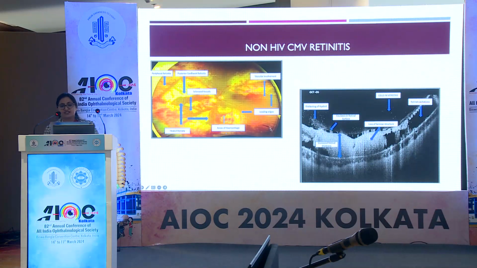So this is a case of non-HIV CMV retinitis. And here we can see the characteristic OCT features of retinitis, where cells are there in the vitreous, the thickening of the hyaloid can be seen. There are exudates on the retinal surface, retinal cavitations, and the loss of the laminar structure of the retina, as well as an increased retinal thickness.